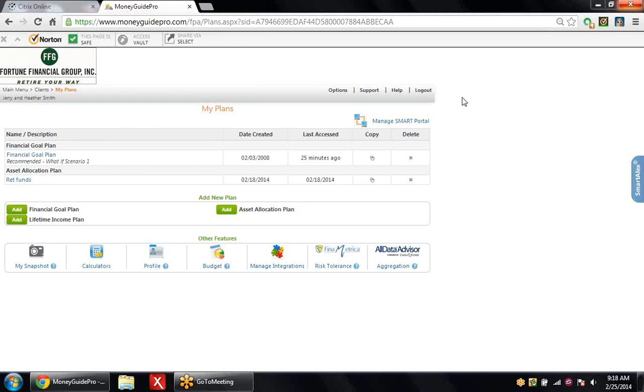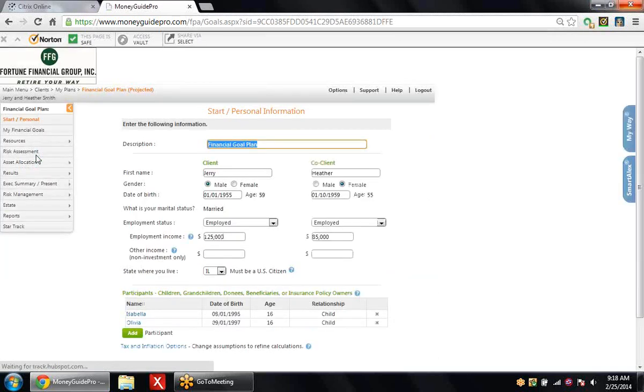Today we're going to focus on what to do now that all the information is already in your financial planning software. Again, we're going to start on the My Plans area, and from there, this time we're going to click on My Goal, My Financial Goal Plan. And once we're in here, today we're going to go to Results.